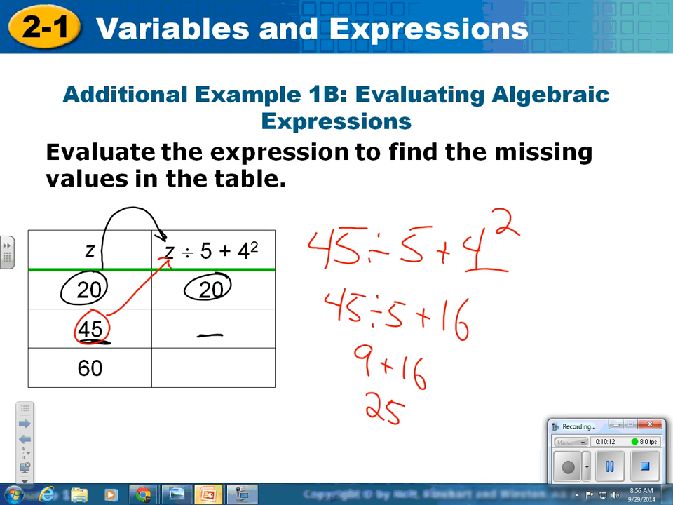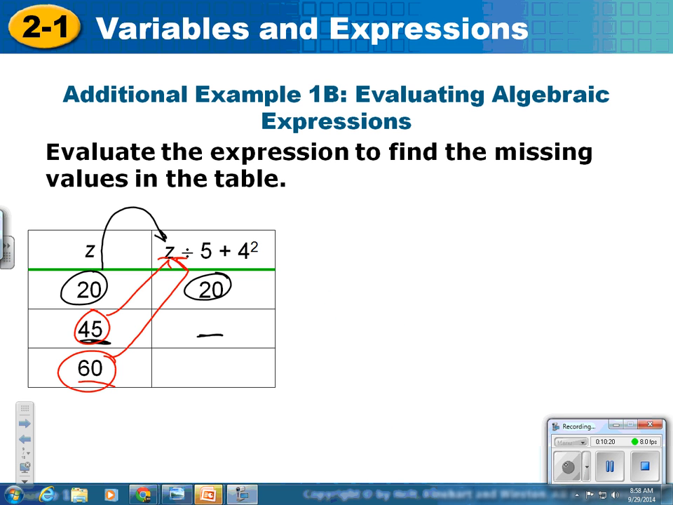For the next one, some of you have worked on those already. I want everybody to work on the next one. Get that plugged in there. Aiden, follow along. 60 divided by 5 plus 4 to the second power.